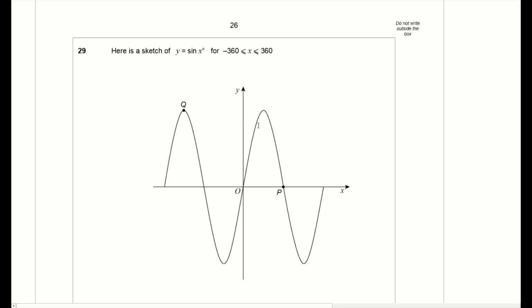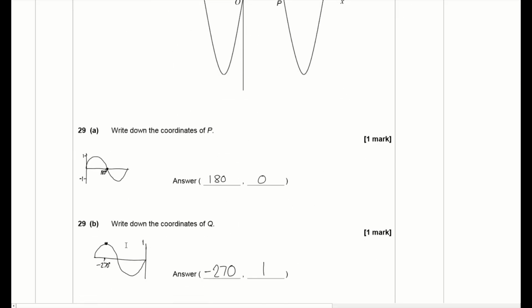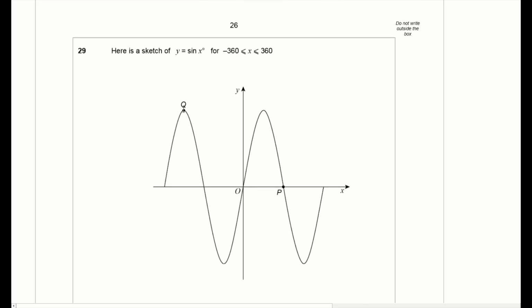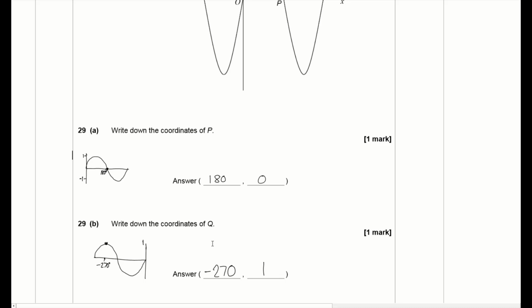It's also worth noting that the sine graph, and the cosine graph for that matter, will oscillate between positive 1, which would be at the peak of this maximum here, and negative 1, which would be at the trough of that minimum point just there. So for question B, when you're asked to write down the coordinates of Q, which is at the top of one of the maximums, that will be at a height of 1, but because it's in the middle of this particular curve zone here, this location will be negative 270 degrees, where this point here would be negative 180. So the coordinates of Q are negative 270 degrees, 1.